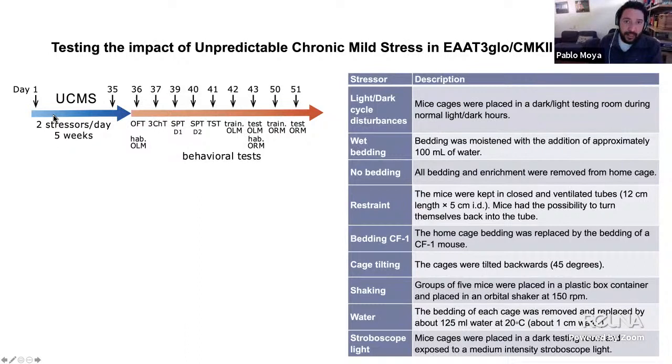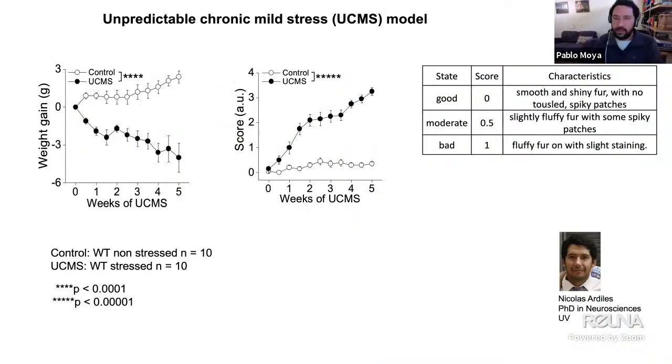We performed the 5-week protocol with two stressors per day, randomly assigned. So essentially, the mice don't know what's coming, which is one of the most realistic protocols, if you want to consider it. And then they went through a behavioral battery assessing anxiety, anhedonia, depressive-like behaviors, and a bit of memory impairments, memory tests. So this is a marvelous work done by Nicolas in the lab. He recently defended his PhD thesis.